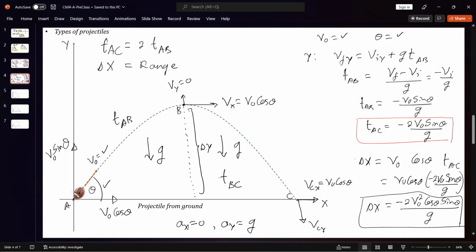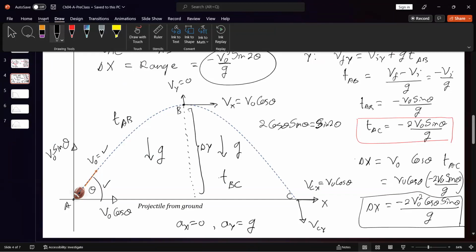Now this formula we usually write this way: negative V0 squared over G multiplied by sine 2 theta. Why do we write it that way? The reason is the trig identity. If you look carefully at this part right here, I have 2 cosine theta times sine theta, and that is actually equal to sine 2 theta. That's it.